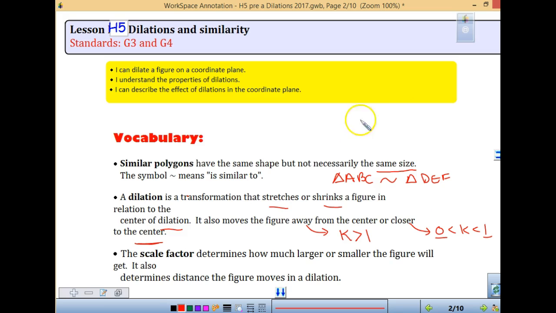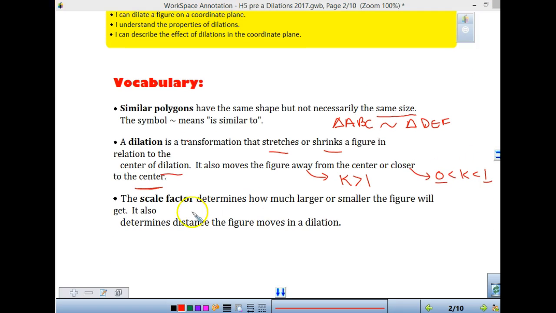The last one for the vocab that you are looking at, a scale factor determines how much larger or smaller a figure will get. It also determines the distance that a figure moves in a dilation. So that scale factor determines how much larger or smaller. Larger is anytime, again, when k is greater than 1. That's when our dilation is going to get bigger. The smaller is when it gets closer, anytime you have a fraction or a decimal.